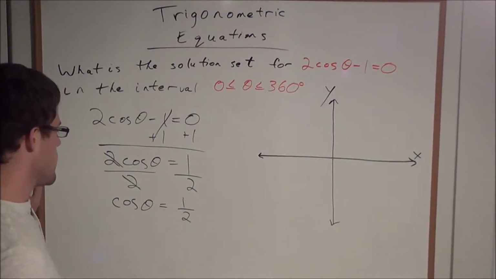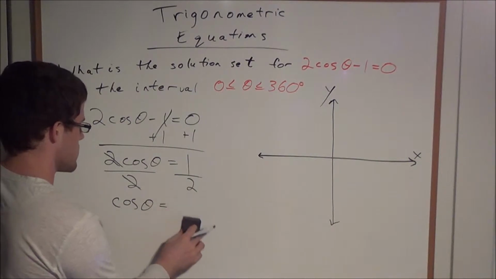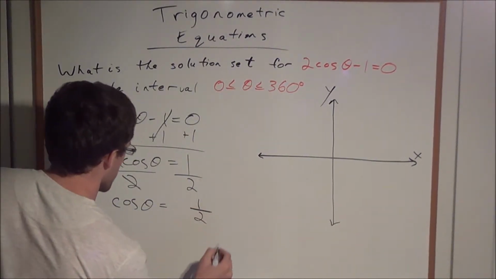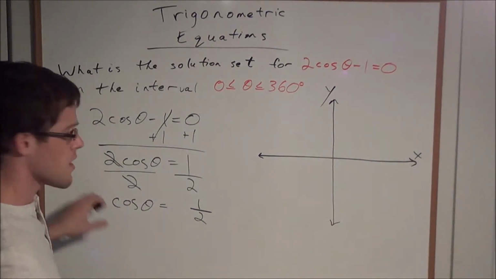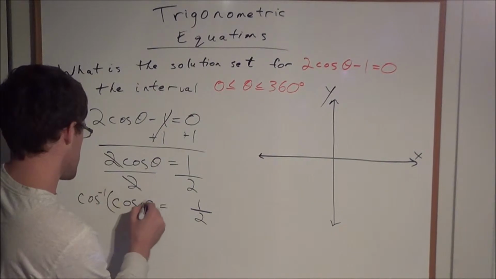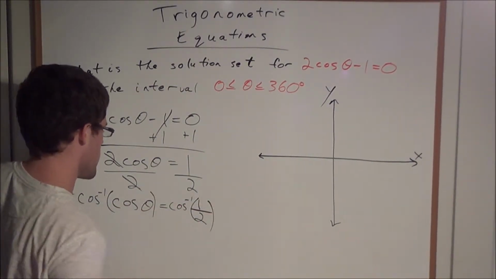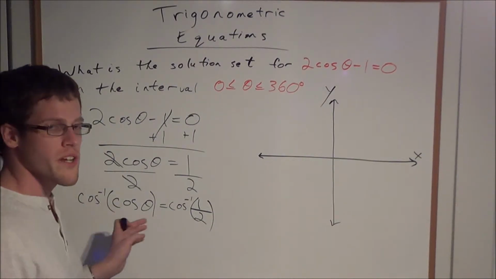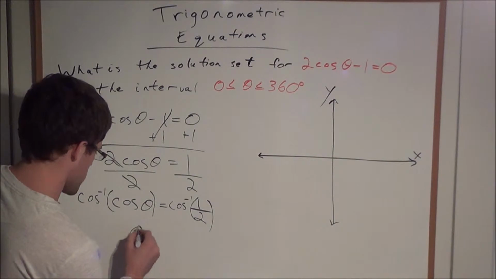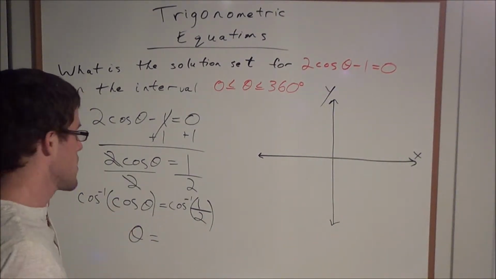So now, in order to solve for theta, I'm just going to go ahead and write 1/2 a little bit more to the right. To solve for theta, what we want to do is take the cosine inverse of both sides of this equation. When we use the cosine inverse function, what it will do to cosine theta is just give us theta, remember, because the inverse function undoes what the function does.